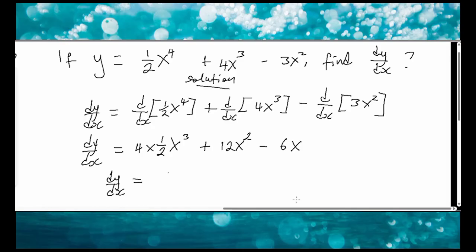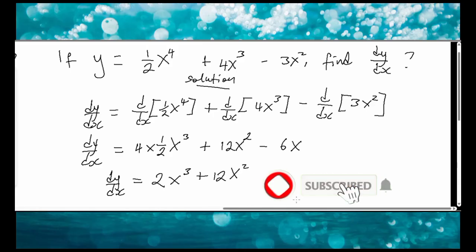dy dx is going to give us 4 times half will give us what? 2x cubed plus what? 12x squared minus what? 6x. And note, these are not like terms. The power of this x is what? 3. The power of this x is 2, and the power of this x is 1. Because of that, you cannot simplify any further.